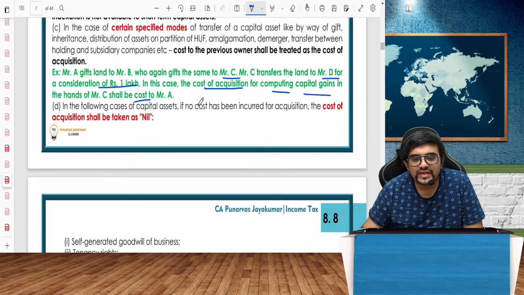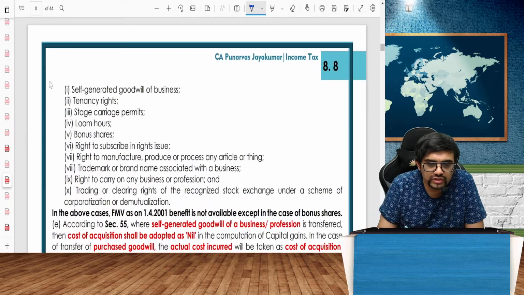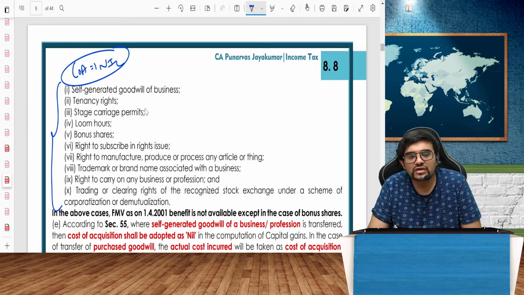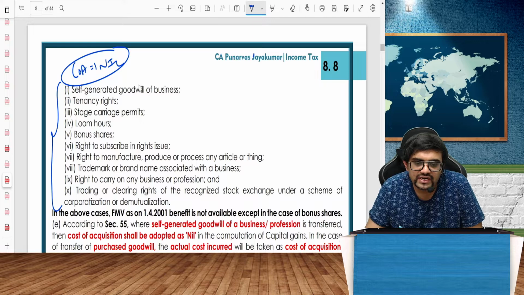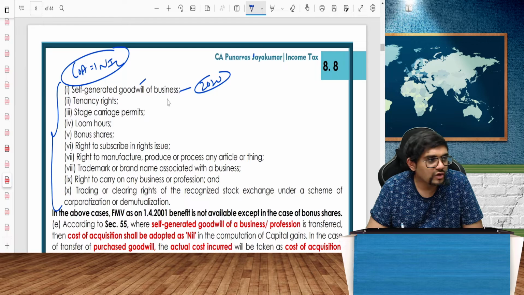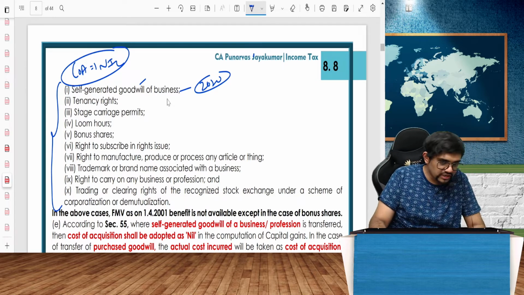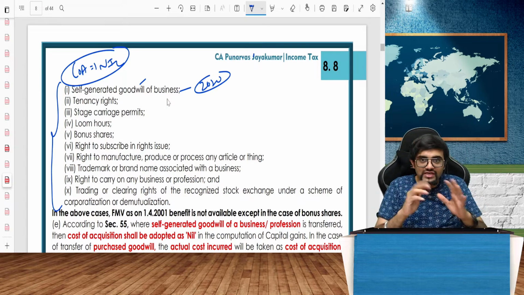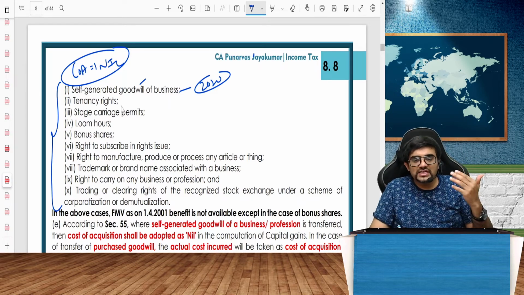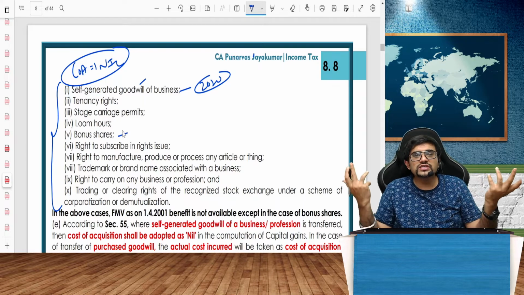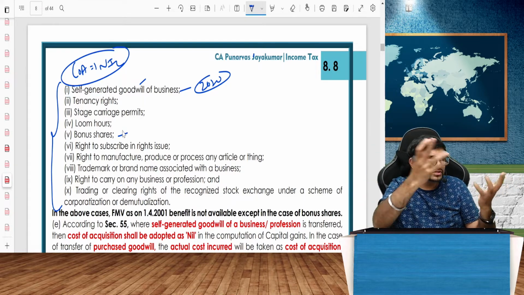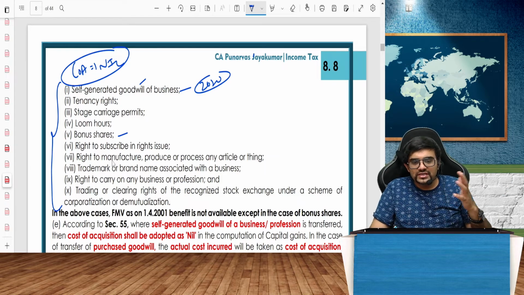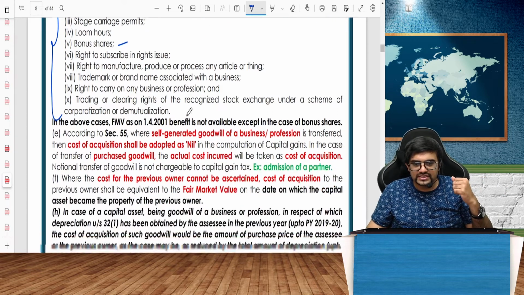In case of the following assets, see guys, though they are capital assets, cost of acquisition is nil. You need to remember this list. Self-generated goodwill, cost of acquisition is nil. This was a Finance Act 2020 amendment. Logic not needed in the revision class. There's a superb logic which can be linked to PGBP. Why was it made nil? With factual figures, I can prove it to you. Leave it now. Tenancy rights, LUMARs, bonus shares. In bonus shares, what is the cost? It is just capitalization of reserves, so there is no cost associated with it. Then trademarks, clearing rights, trading rights and all these things.